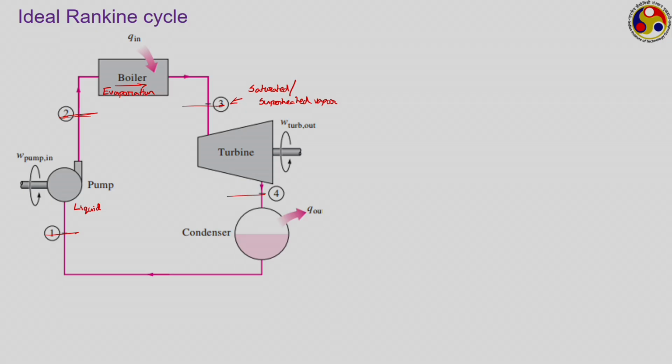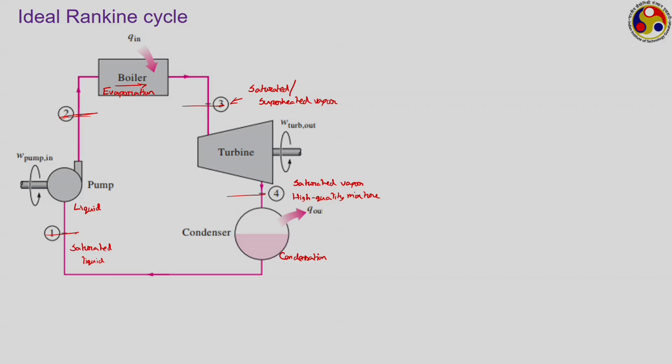and the state of the working substance at state number 4 can be saturated vapor or it may be a high quality mixture. So, at state number 4, we are having either a saturated vapor or a high quality mixture, and then it passes to the condenser, where it condenses and heat is rejected. So, at the end of the condensation process, that saturated vapor or high quality mixture that we had at the end of expansion gets converted to generally saturated liquid. So, we have saturated liquid which goes back to the pump.